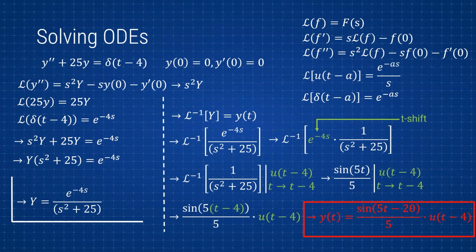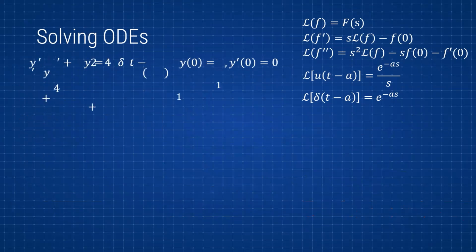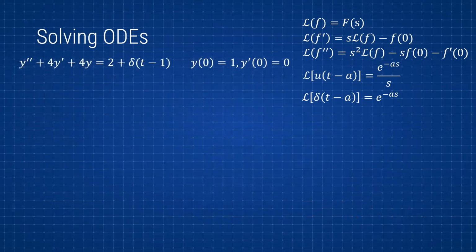And then we would need to do a lot more things to solve here. All right, let's see another example. So this one we have y double prime plus 4y prime plus 4y equals 2 plus delta of t minus 1, where y of 0 is 1 and y prime of 0 is equal to 0. So this one, as you can see, will turn out to be a longer problem, but nothing too difficult that we cannot solve.